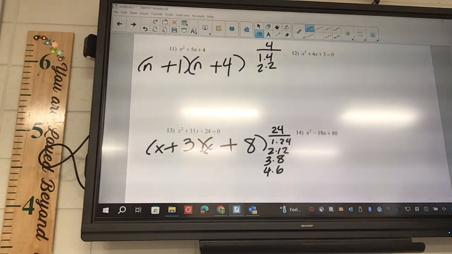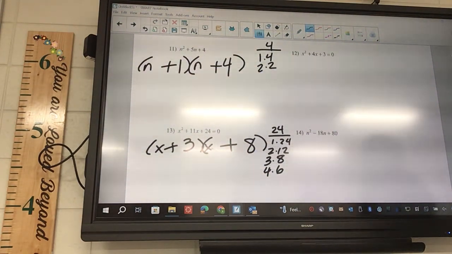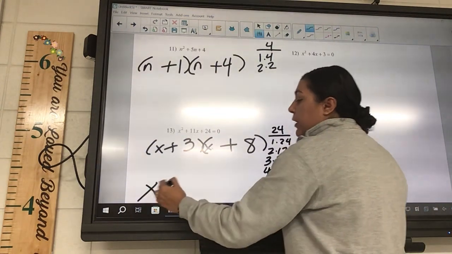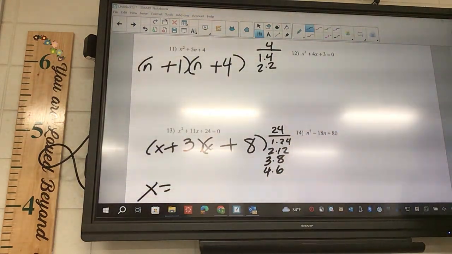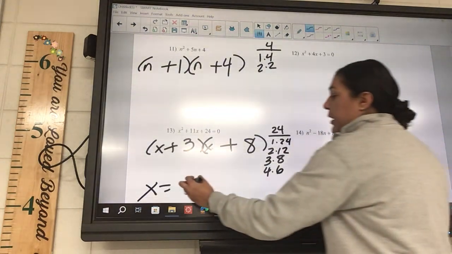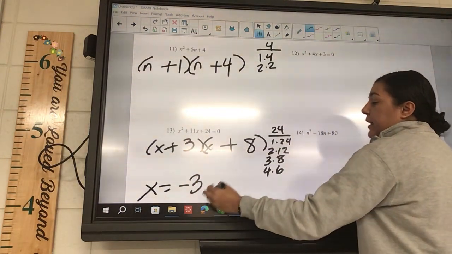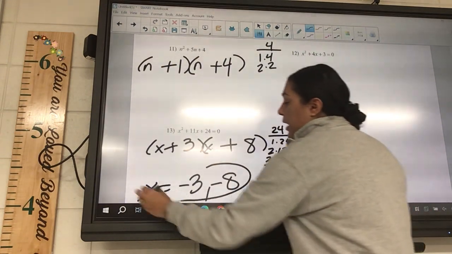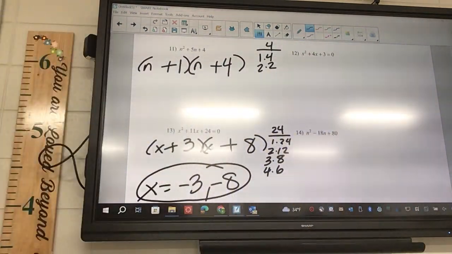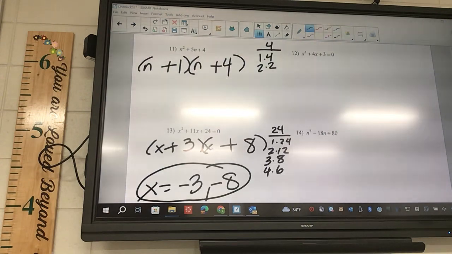Does this one say equal 0 or not? Yes. Okay, so we do need to keep going. So it's gonna be x equals, and we do whatever is opposite on the inside. So this says plus 3, so my answer is gonna be a minus 3. Okay, same thing with the 8. It says plus 8, so it's gonna be a minus 8. Okay, if it said x minus 8, then my answer would be positive 8. So we do the opposite of whatever it is.